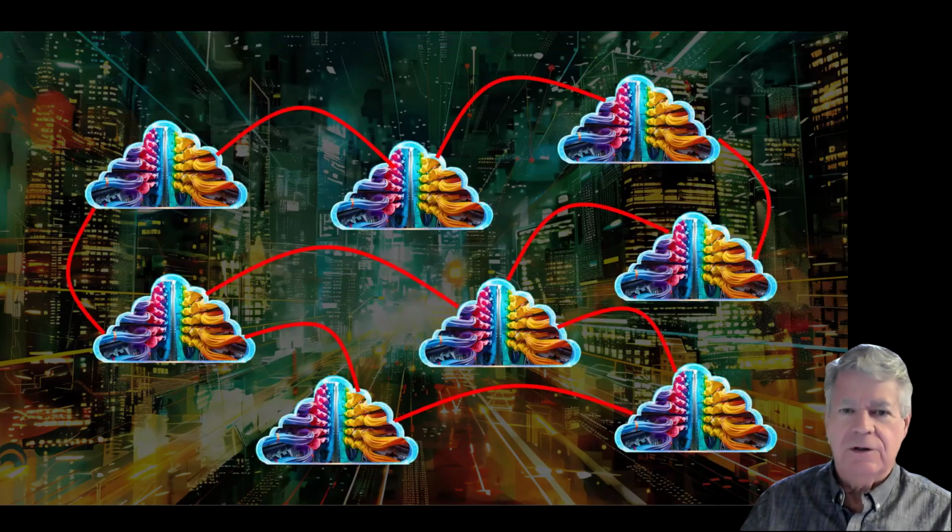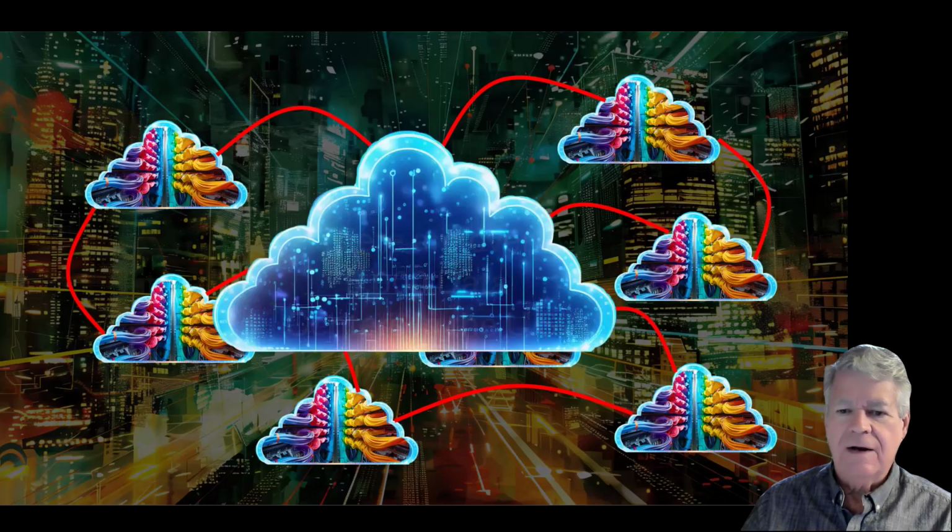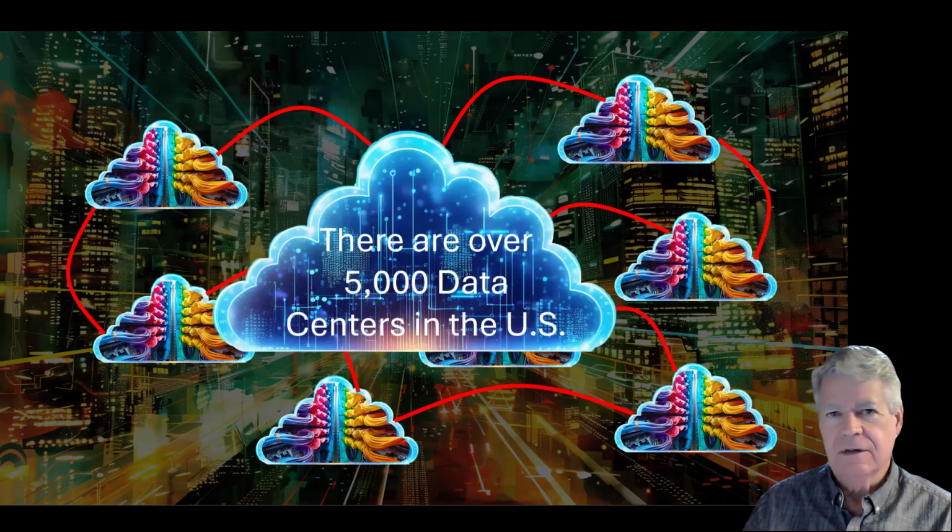This is what the cloud really looks like. It's all the data centers and their interconnections throughout the country. There are over 5,000 data centers in the US. This is rapidly increasing due to the demands of AI.